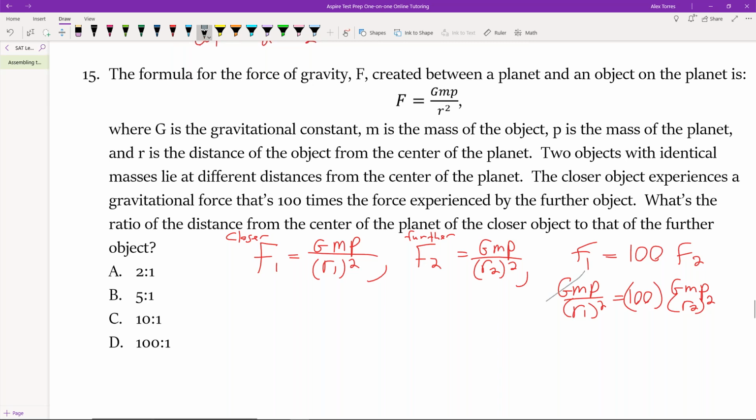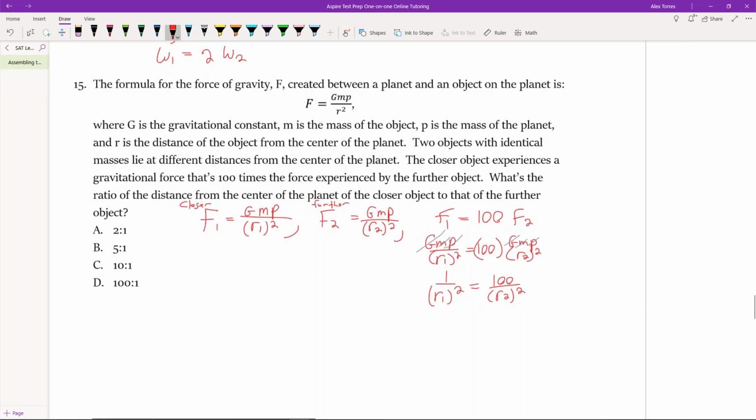So we can divide both sides by G, divide both sides by M, divide both sides by P, and you get a much simpler looking statement. You have 1 over R1 squared equals 100 over R2 squared. Square root of both sides here. 1 over R1 equals 10 over R2. Cross multiply, R2 equals 10 times R1.